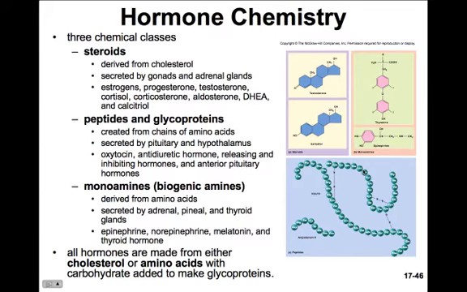Now, the peptides and glycoproteins are much larger hormones. They're created from chains of amino acids. Thus, they are produced by transcription and translation of genes that are located in the DNA. They're secreted by the pituitary and hypothalamus. Oxytocin, antidiuretic hormone, all the release and inhibiting hormones, and the anterior pituitary hormones are all peptide and glycoprotein hormones.